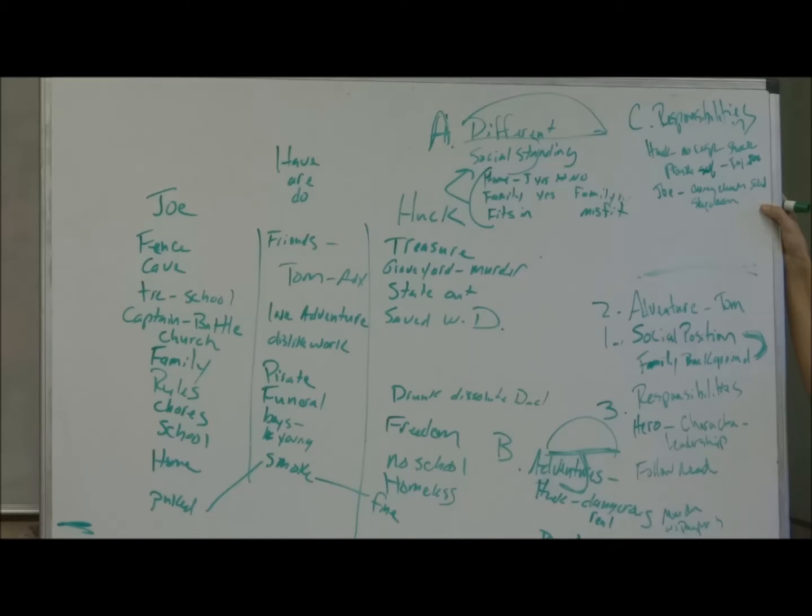And then we have Joe. Now, Joe's responsibilities are the ones of society. Go to church, go to school. I can't even read what I wrote. Do chores and stay clean. And so what did that lead to in the end?